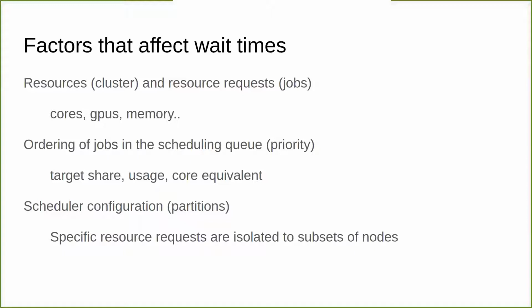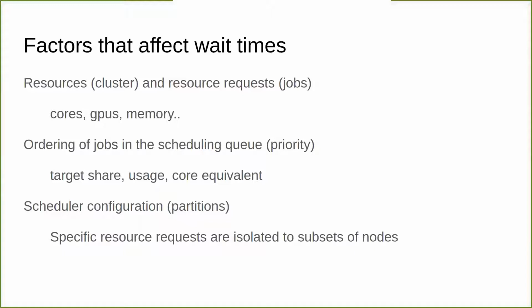The ordering of the jobs in the scheduling queue is done by priority. So this ordering of the jobs is really what we want to be able to assess by looking at the job records of an account. The factors that affect the ordering of the queue, or the priority, are the target share of an account. That's the expected throughput trajectory of any one account, the recent usage, and particularly the core equivalent measurement of the recent usage, which is something that can be a bit deceiving and unexpected sometimes. We'll make sure to cover that specifically.